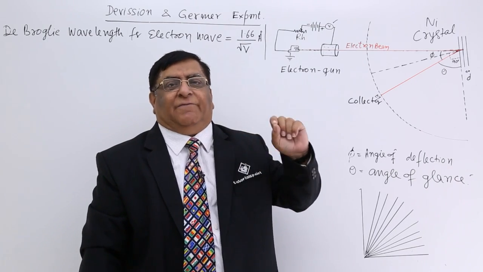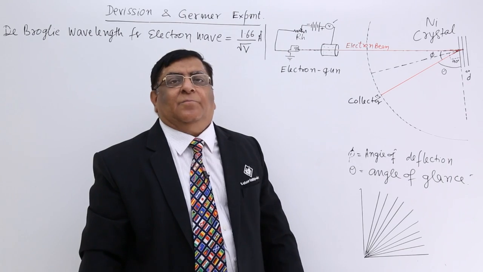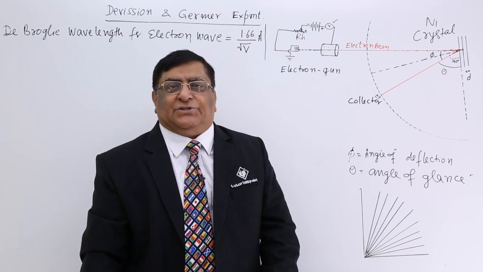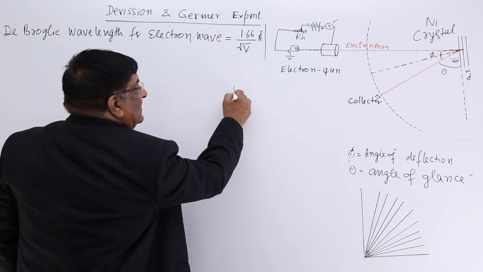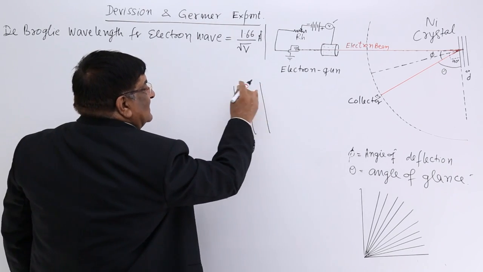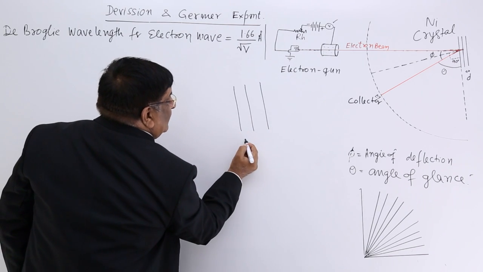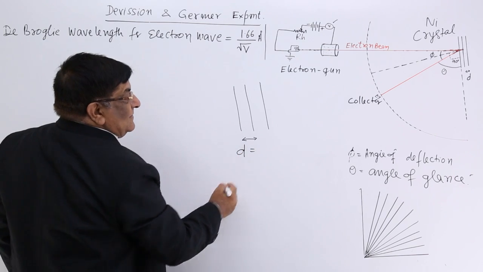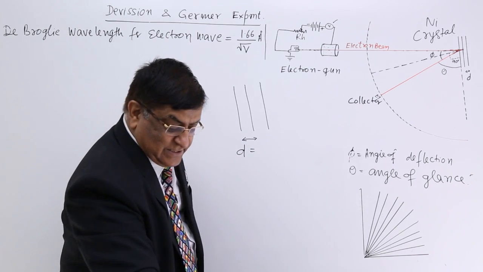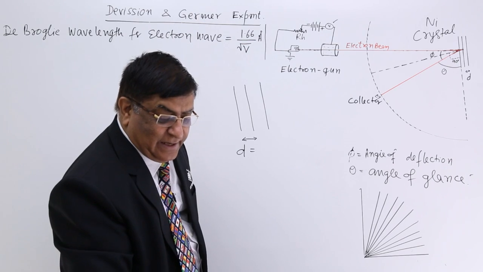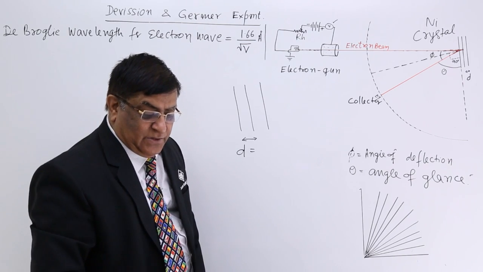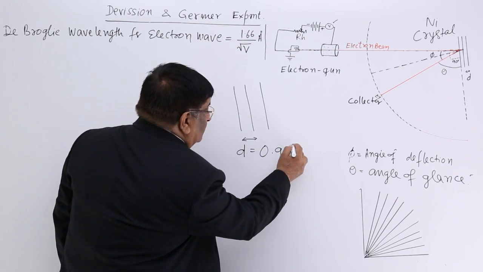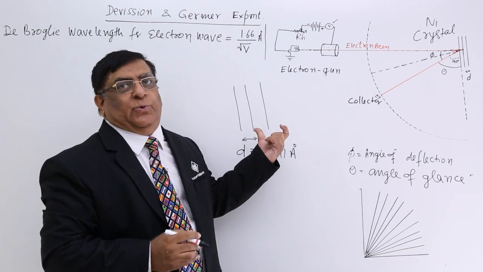So we have taken a heavy metal, nickel, plus we are able to see the structure of nickel, and the structure shows that the atoms are set in arrays. Atoms are set in lines, and we have measured the distance between these two. This distance is measured in angstroms, and this is 0.91 angstrom. This is known to us.